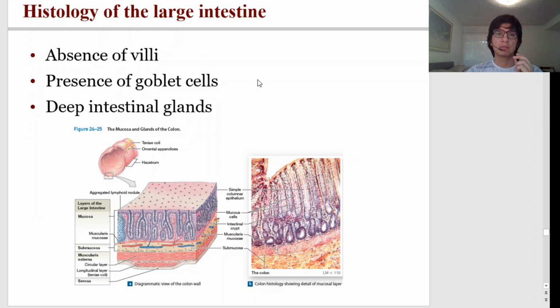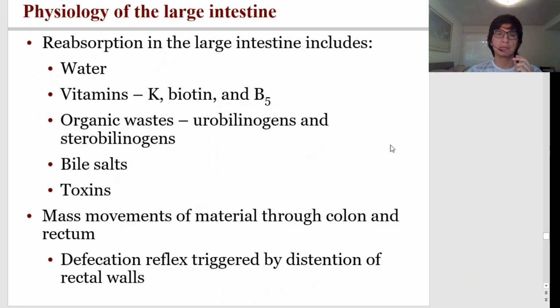This is the histology of the large intestine. It doesn't have any villi. It's a flat surface without any villi. It contains goblet cells, which produce mucus, and it contains these deep intestinal glands present here. The large intestine is going to perform a reabsorption of water, vitamins, organic wastes, bile salts, and toxins.